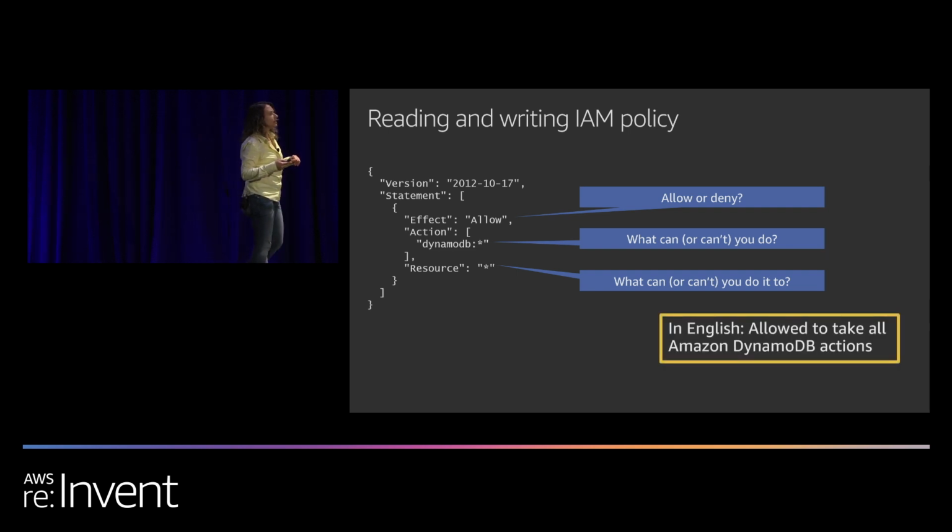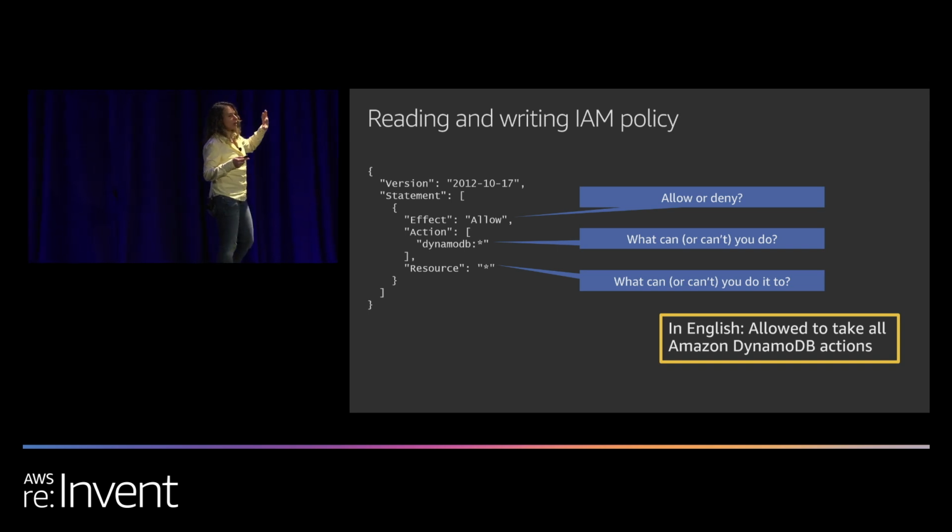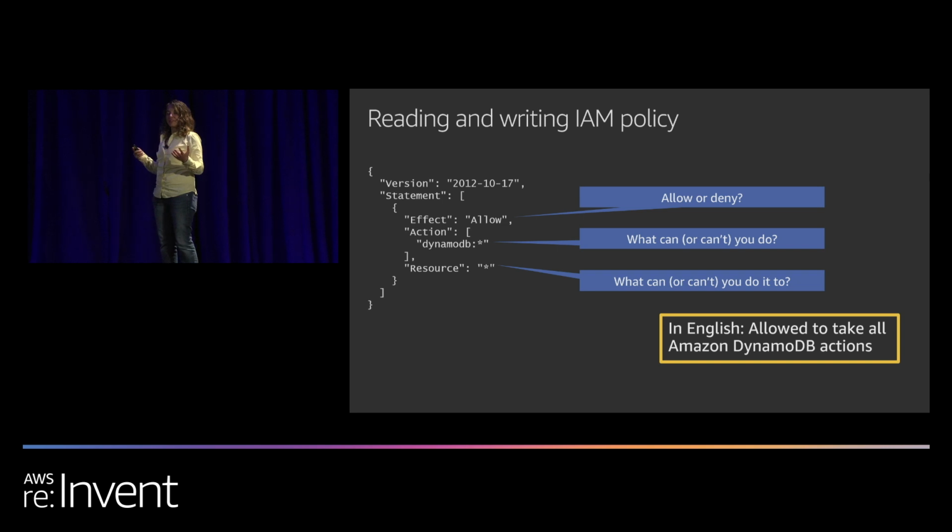Okay, so what does this mean in English? This means that if I attach this policy to the role that my application is going to run on EC2, and I attach that role to that EC2 instance, my application would be able to take all actions in DynamoDB. That's what it means. Now, a typical application is probably going to be reading and writing some data. Maybe this is a read-only application, so it'll be reading some data from a table in DynamoDB, a NoSQL database.